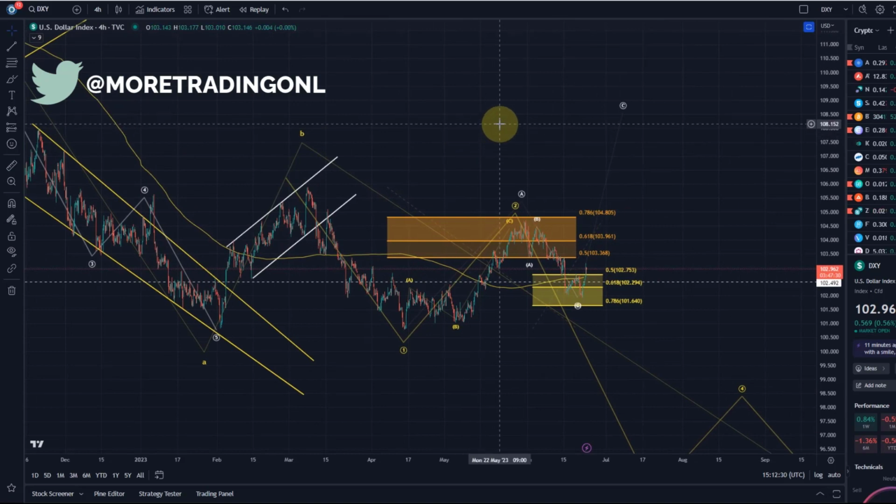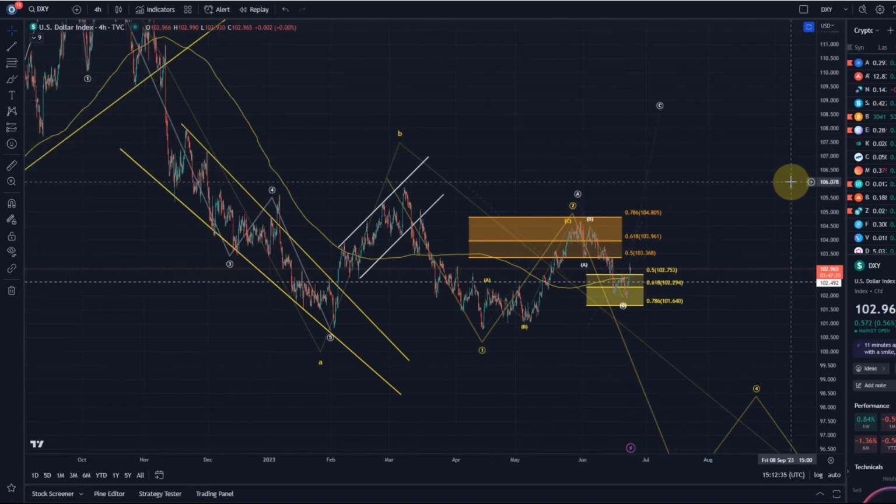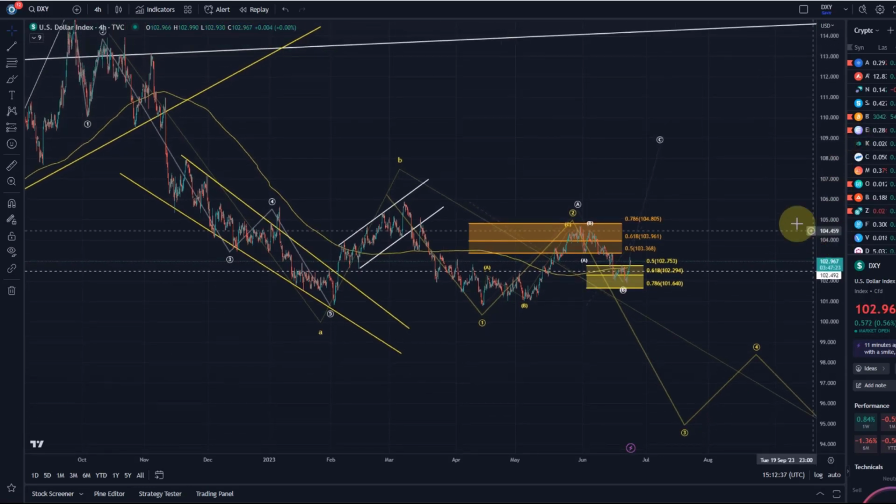Let's take a look at the two main scenarios we're currently observing here for the DXY. The main scenario, well, I don't want to really say the main scenario, they're both likely. It's all about, does the pivot point hold or not? Does the support area hold or not?